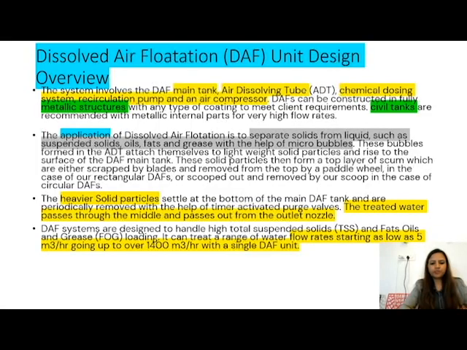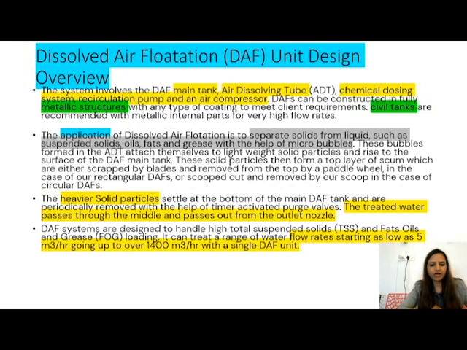DAF system consists of mainly five parts: main tank, air dissolving tube, chemical dosing system, recirculation pump, and air compressor. In main tank, there are inlet chamber, flotation cell, and clarifier tank. The purpose of DAF system is to remove suspended particles, oil, fat, grease. These particles are removed with the help of microbubbles.